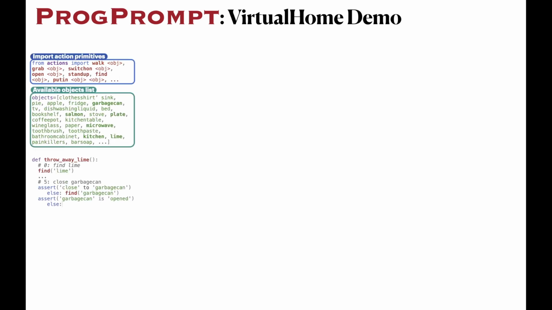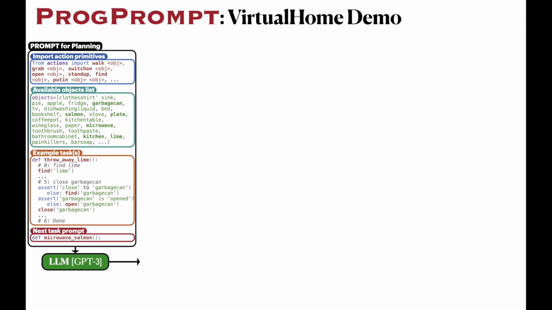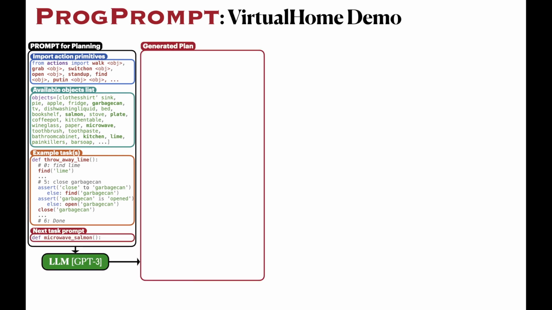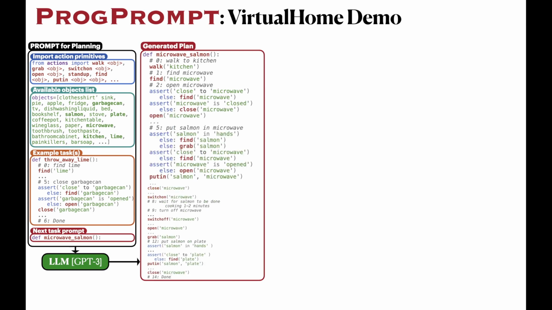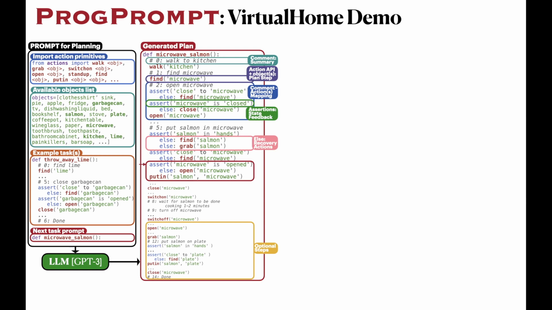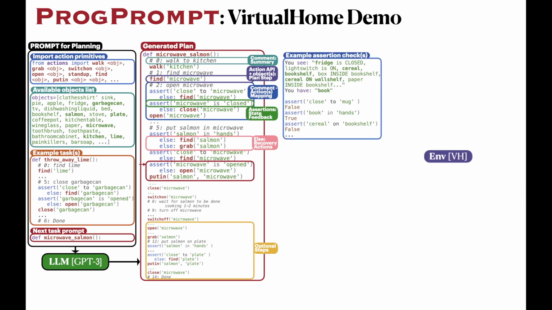Here we illustrate a demo in VirtualHome. We construct a prompt consisting of action primitives, available objects, example tasks, and a function stub for the task we want to solve. The LLM completes this prompt by generating an executable plan. We execute this plan with an interpreter. To check assertions, we construct another prompt to query the LLM for the truth value of the assertion based on the current state.